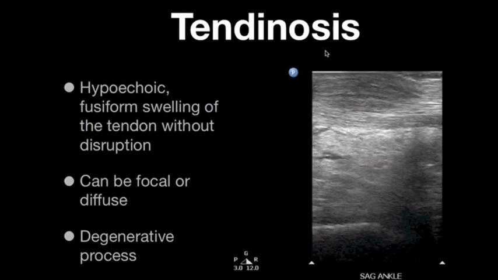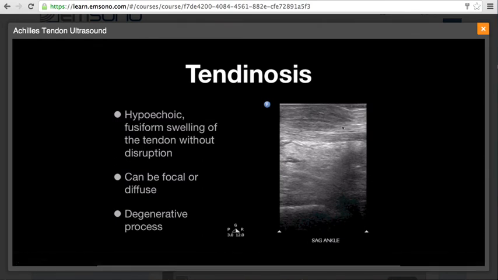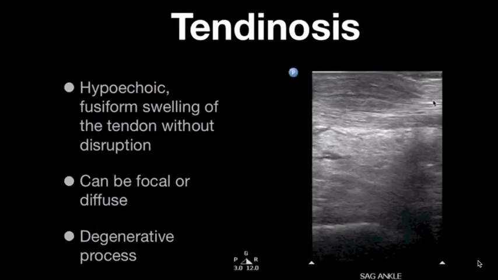Now, tendinosis refers to hypoechoic fusiform swelling of the tendon without disruption. Now, this can be focal or diffuse, and it's thought to be a degenerative process. Here's a patient, a sagittal view of the Achilles tendon, and you can see that you've got a nice echogenic fibrillar appearance right here. But as you start moving in a more proximal direction, you can see that there's hypoechoic fusiform swelling. There was no complete disruption here. This was a patient who had tendinosis.